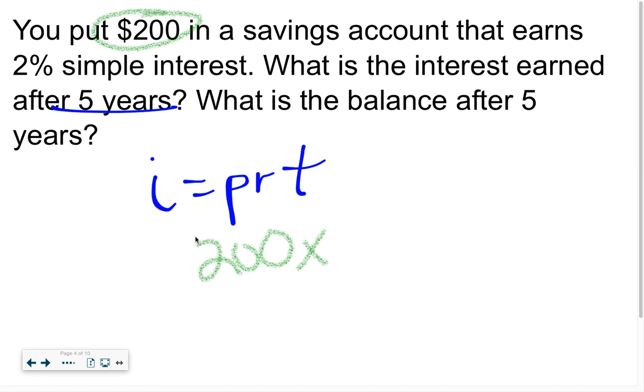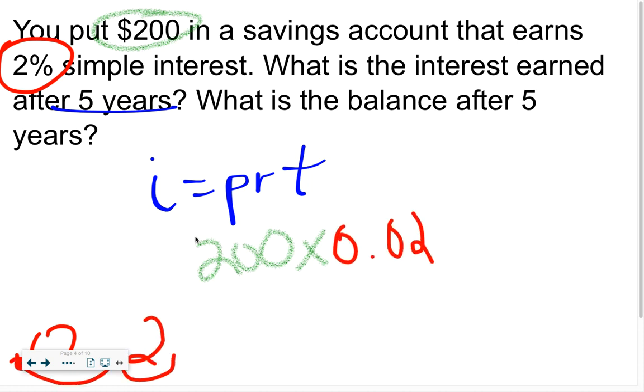Now be very careful. 2% is our rate, but we need to change that into a decimal. I'm going to come down here where we can see that. 2% gets changed into 0.02. Every time you have to change it into a decimal. So be very careful with that. And here's the time in years. So you multiply that on out.